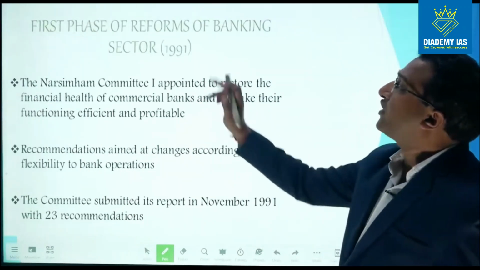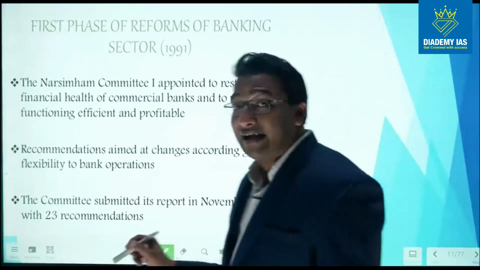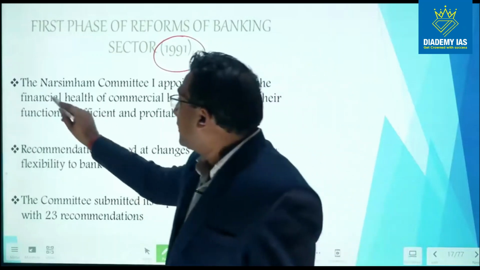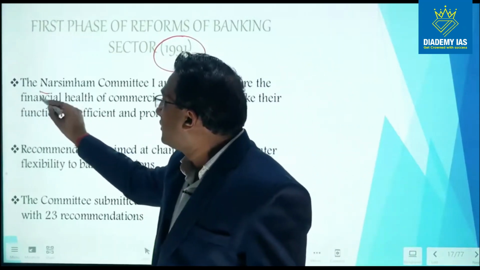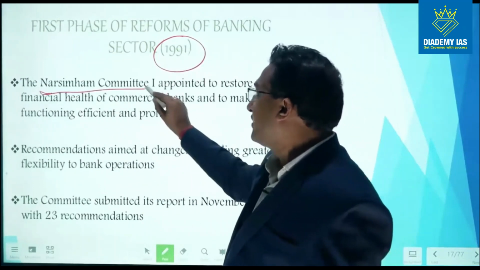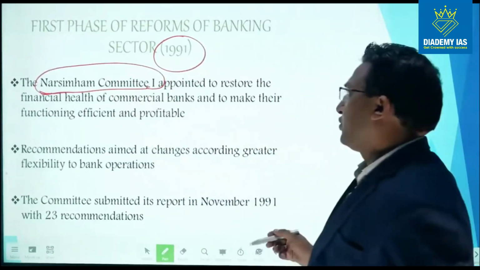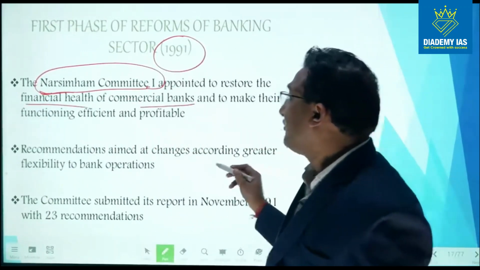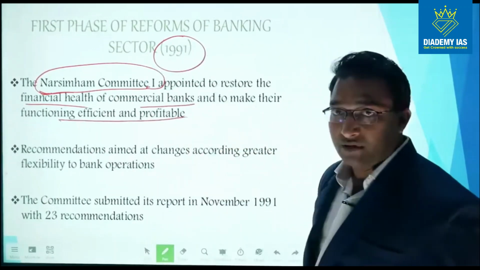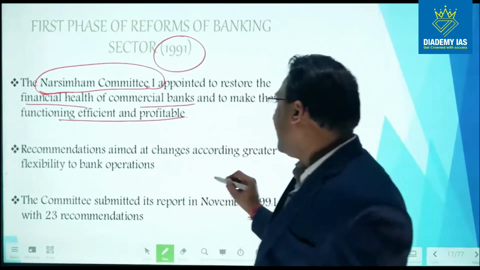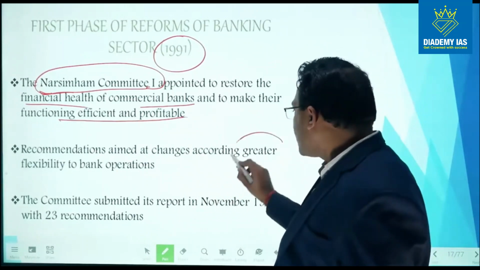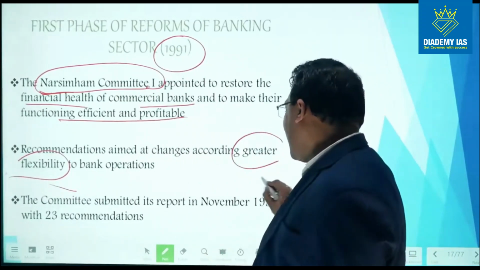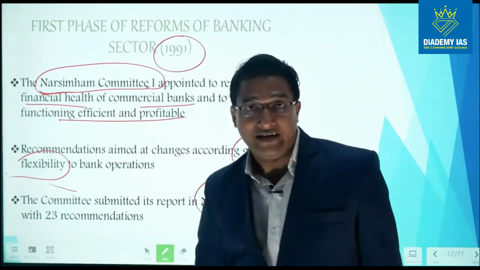Now, the first phase of the reforms of the banking sector after 1990, right? It started in 1991. In 1991, the very famous committee, the Narasimhan Committee, was constituted. Narasimhan Committee 1 was constituted to restore the financial health of the commercial banks and to make their functioning efficient and profitable, right? The recommendations basically aim to provide flexibility to the banking operations. The committee submitted its report in November 1991 with 23 recommendations, right?